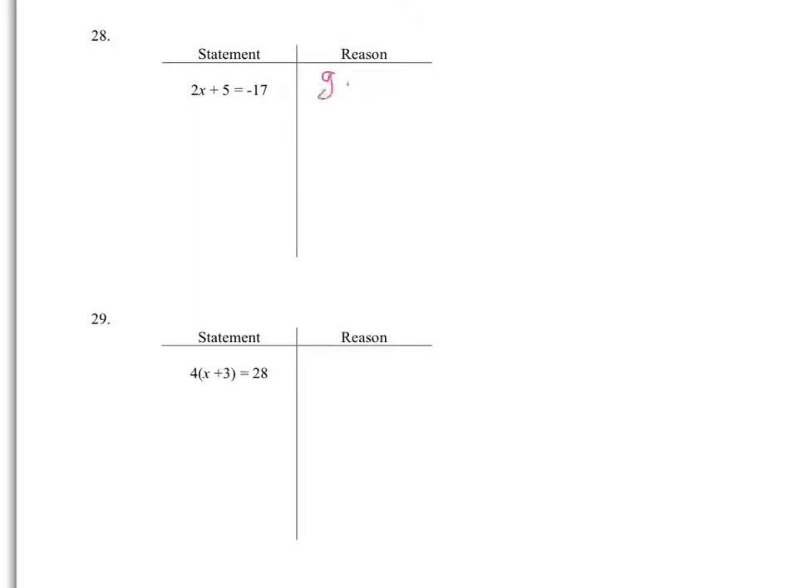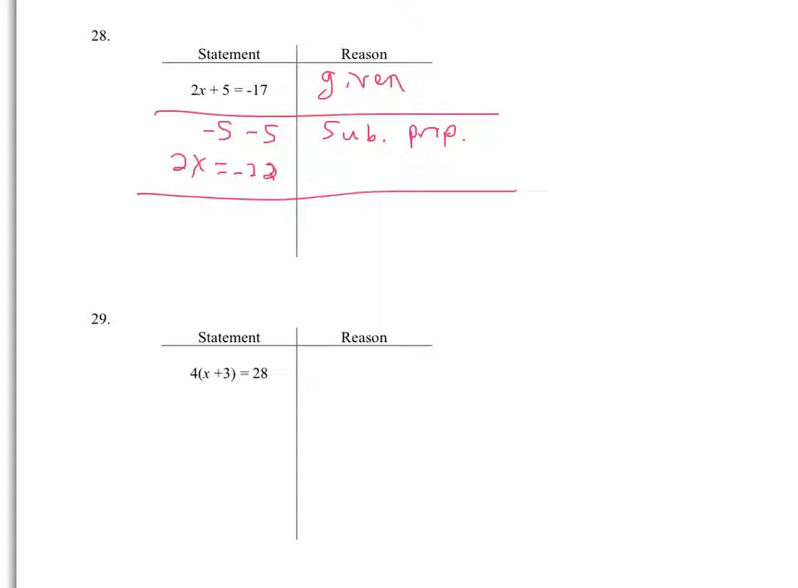Number 28, all right. This original statement was just given. From there, I would subtract 5 from both sides. That's the subtraction property. And when you do that, you get 2x equals negative 22. So that was the subtraction property that helped me get that. Then I would divide by 2, and it looks like here our answer is x equals negative 11. And that was the division property.